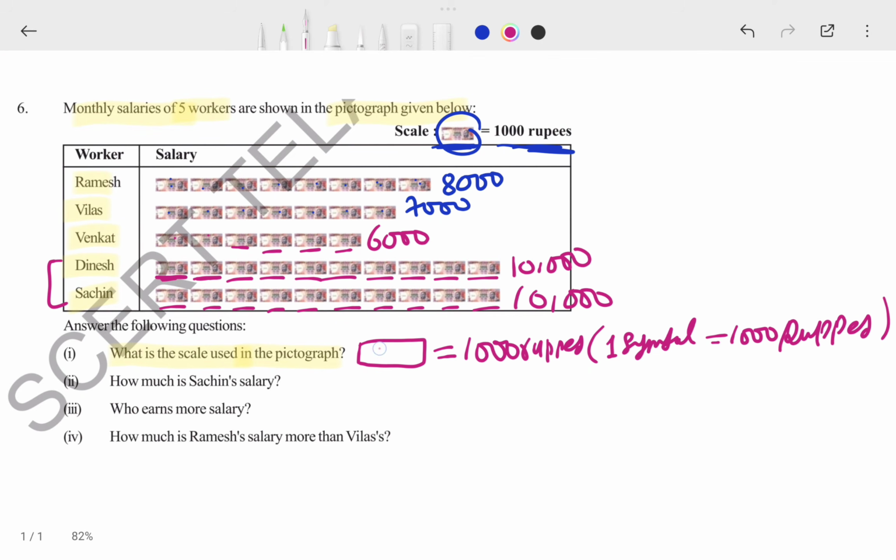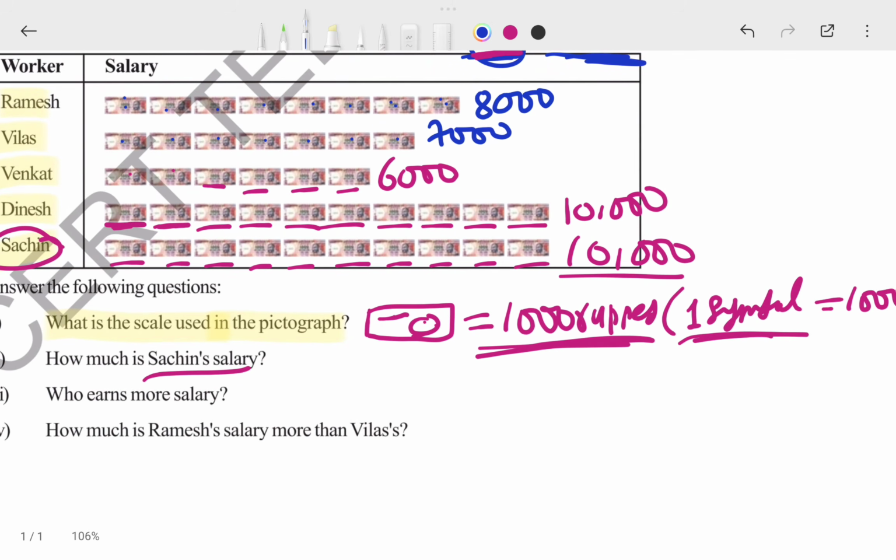The scale used in the pictograph is 1000, because whatever Gandhiji is here on this note, this note is 1,000 rupees. One symbol equals 1,000 rupees. Now, how much is Sachin's salary? Sachin's salary is 10,000, right? So Sachin's salary is 10,000.